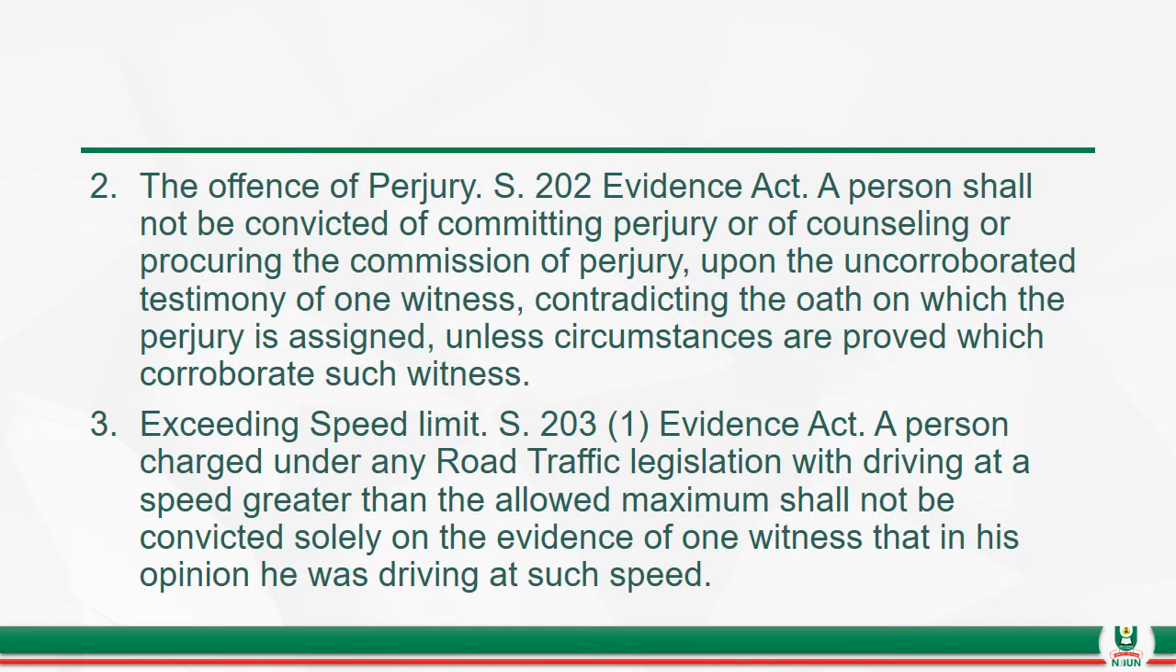Also, if we look at offenses of perjury, as a matter of law, corroboration is required. This is contained under Section 202 of the Evidence Act. Then there is the exception of exceeding the speed limit, contained in Section 203 of the Evidence Act. Subsection 1 provides that a person charged under any road traffic legislation with driving at a speed greater than the allowed maximum shall not be convicted solely on the evidence of one witness that in his opinion he was driving at such a speed.